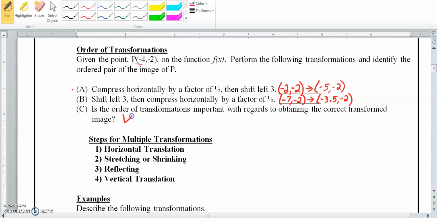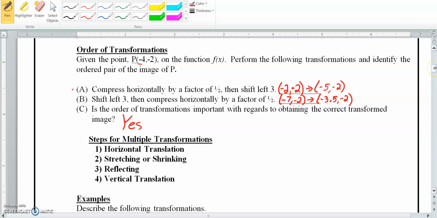Yes. So if you notice, we did order A and we got point -5, -2, and then we did order B, same operations, same transformations, we just changed the order. And as you can see, it absolutely mattered because we ended at a very different point.